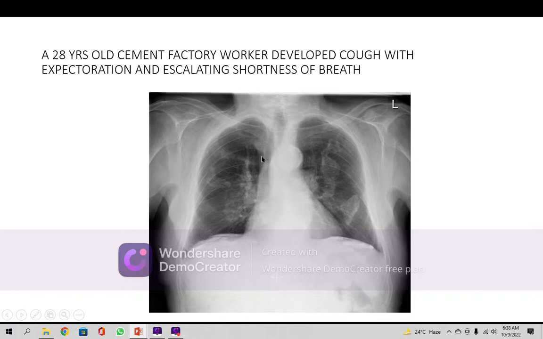Now he developed this. Why? Because he was a cement factory worker, and the position is this. Now the findings which I have just told you, we describe the differential diagnosis.